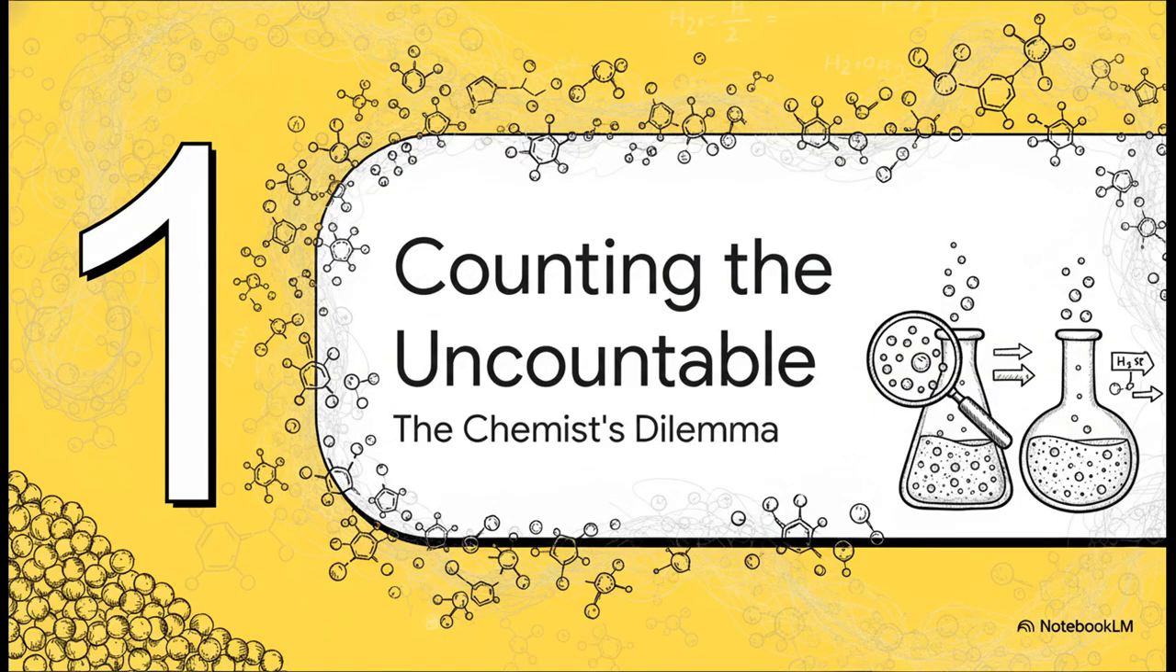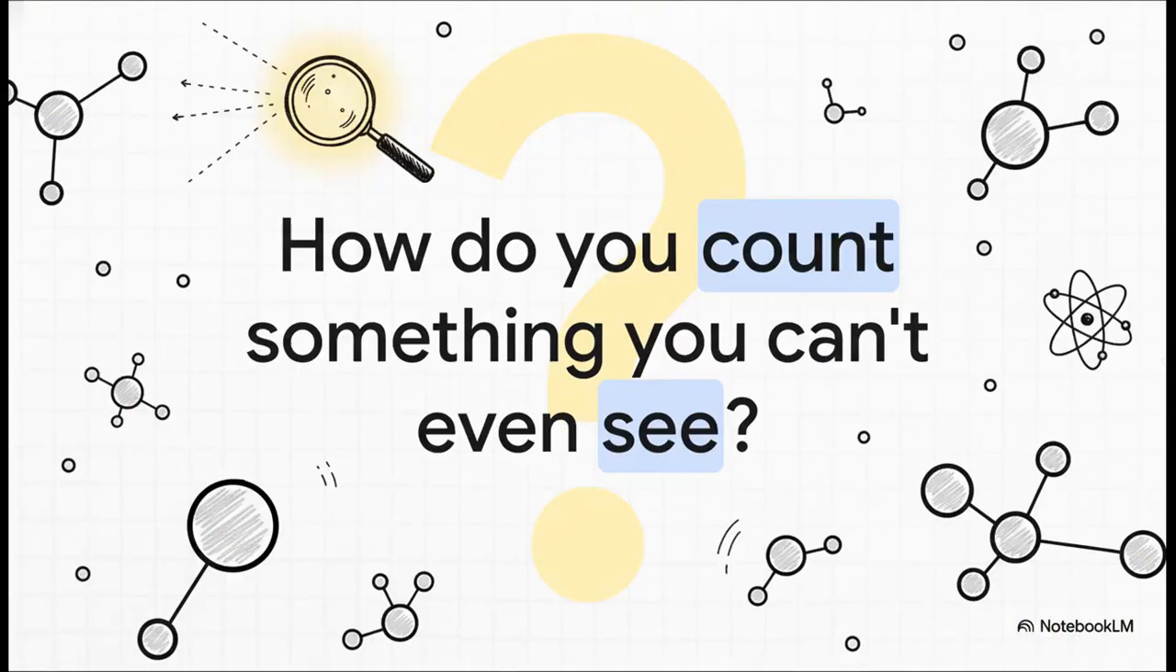To really get why the solution is so clever, you first have to wrap your head around the problem itself. And for chemists, it is a problem of scale that is, honestly, almost impossible to even imagine. So here's the big question, right? How in the world do you count something you literally can't see? I mean, chemists are working with atoms and molecules, the teeny tiny Legos of the universe. And these things are so small, you just can't count them one by one.